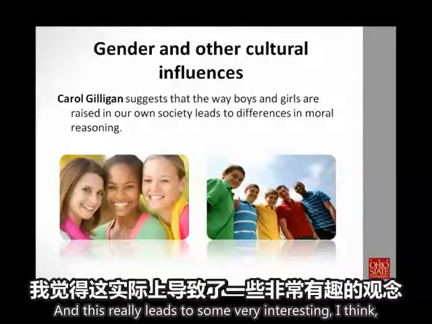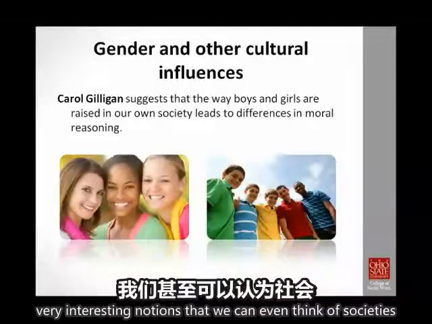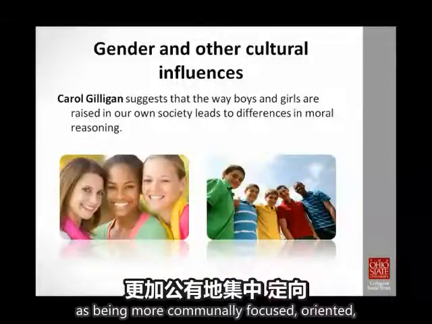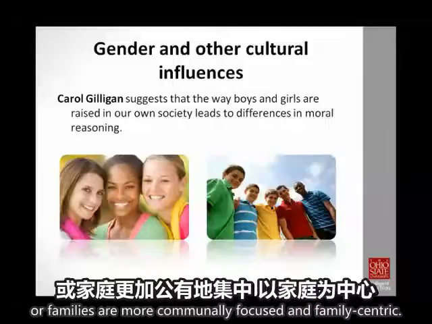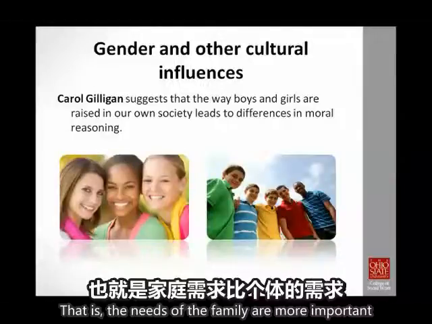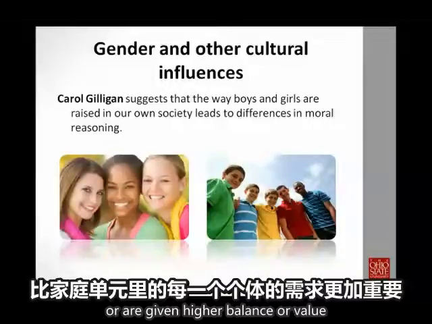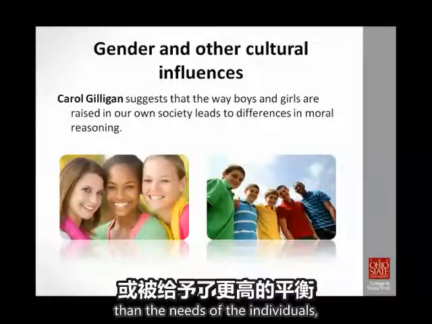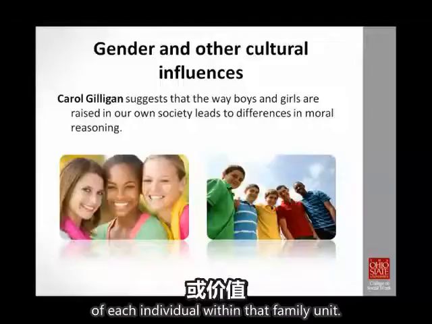And this really leads to some very interesting notions, that we can even think of societies as being more communally focused, or families as more communally focused and family-centric. That is, the needs of the family are given higher value than the needs of each individual within that family unit.